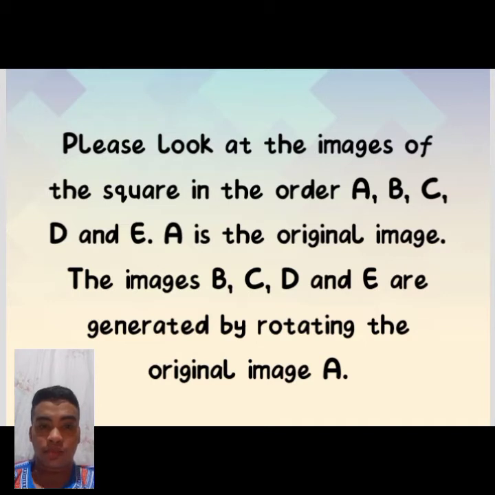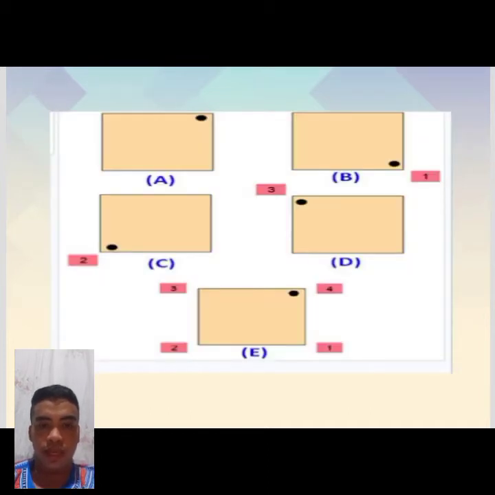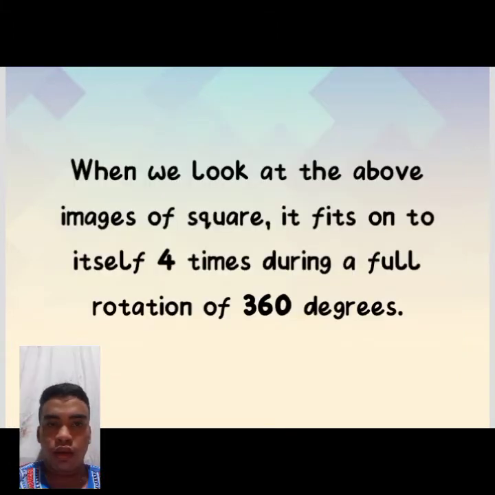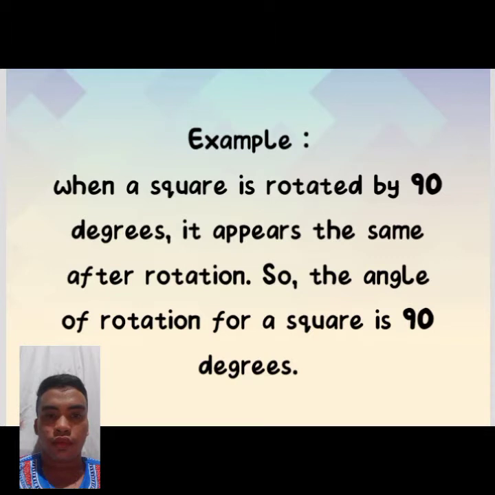So, the images B, C, D, and E are generated by rotating the original image A. So, kining B, C, D, and E, sila ang nag-rotate. When we look at the above images of square, it fits on itself 4 times during a full rotation of 360 degrees. So, for example, when a square is rotated by 90 degrees, it appears the same after rotation. So, same lang gihapon. So, the angle of rotation for a square is 90 degrees.